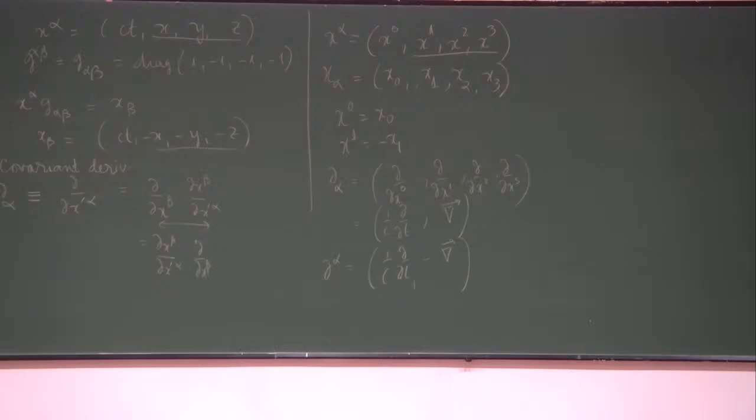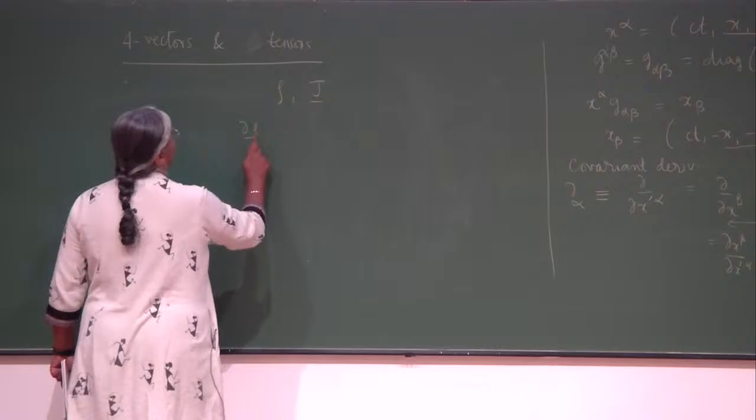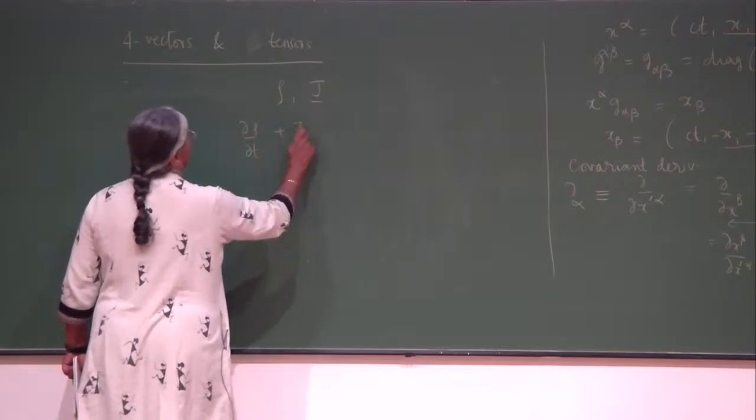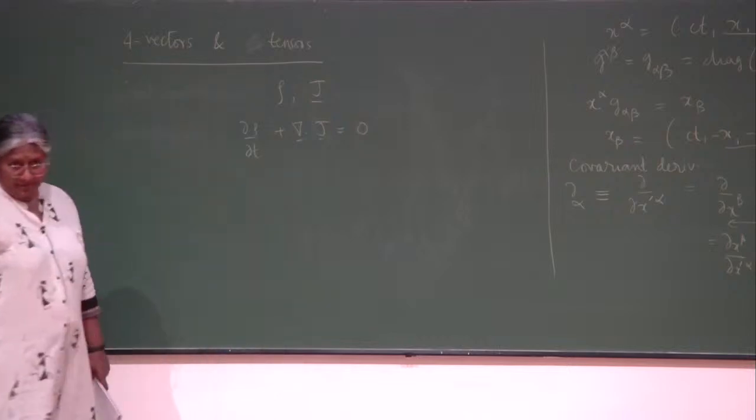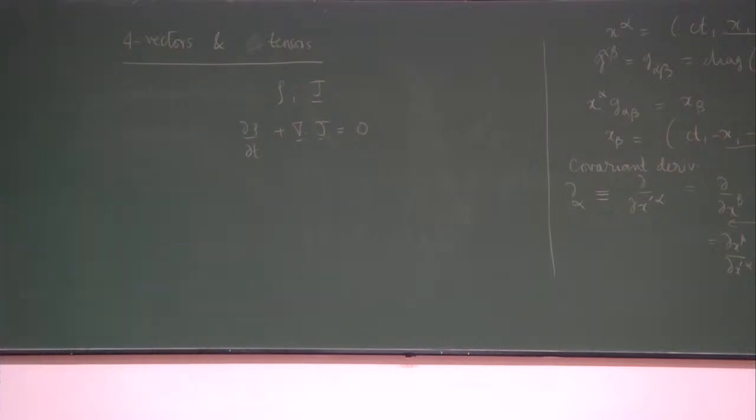You have seen the continuity equation. If I have a charge distribution rho, this is a charge density, and a current density J, then the continuity equation can be written as d rho by dt plus del dot J equal to 0, right? I hope everyone has seen the continuity equation.